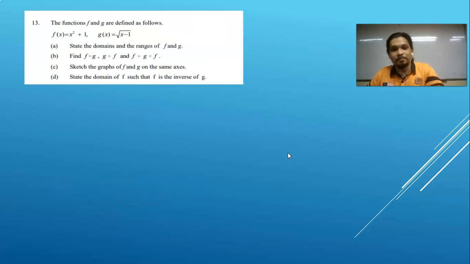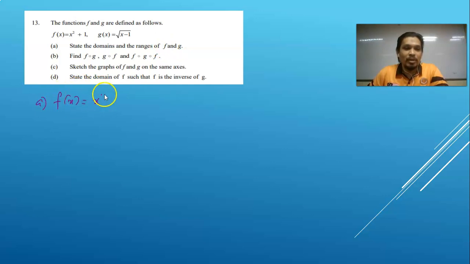Next question. The functions f and g are defined as follows. State the domain and range of the functions f and g. So for the function f(x) equal to x squared plus 1, this is quadratic, am I right? And g(x) equal to square root of x minus 1.